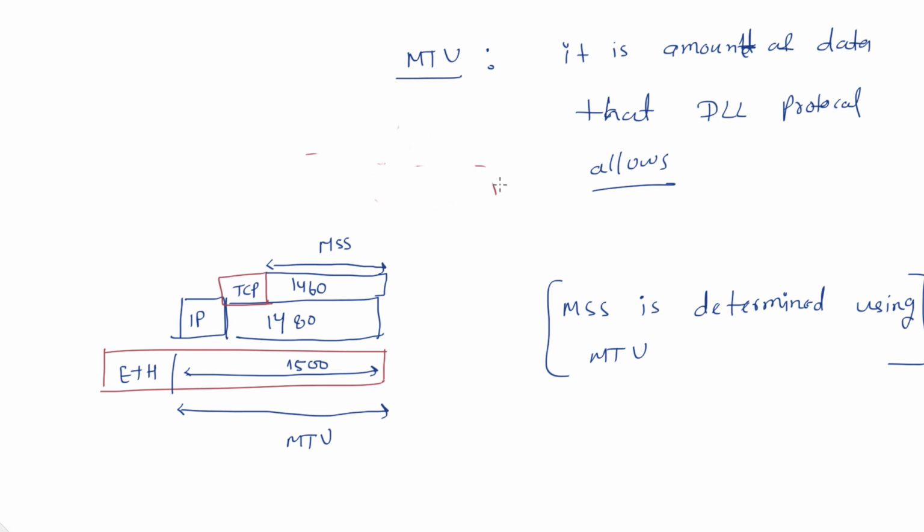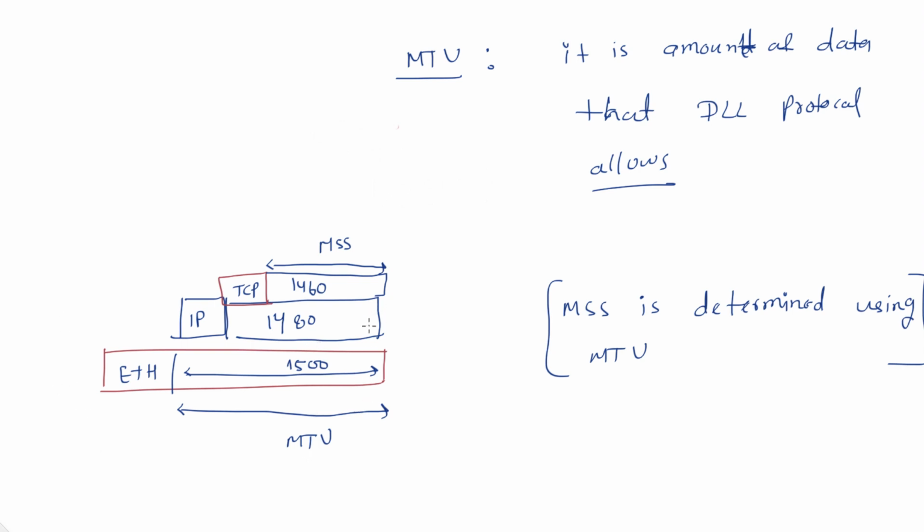This concept is important: every protocol has some MTU, which means maximum transmission unit. If you are using Ethernet, it just allows 1500 bytes as data. Which means if I ask you what amount of data you are allowed to use at the IP layer, you will say 1480, the maximum amount of data that you can use at the IP layer, right? So this is the concept related to MTU and MSS.